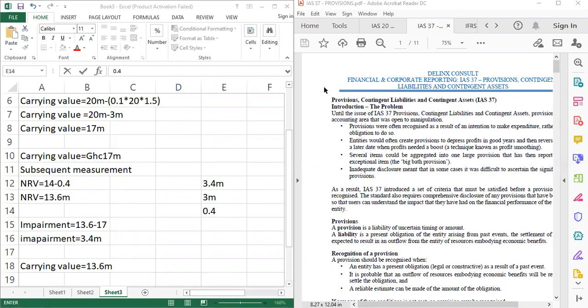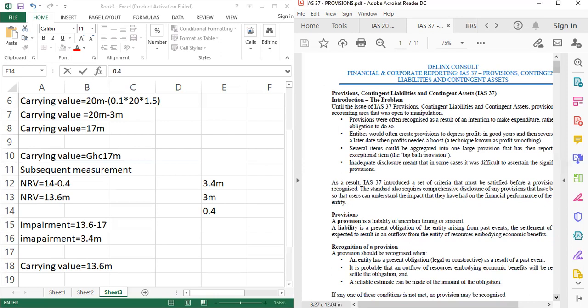But when would this amount be paid? You don't know. So that becomes a liability, but you don't know when you are going to pay it, and you don't know the amount that you are going to pay. So you are not certain about the amount. That is the liability that we are talking about. When should we recognize a provision?